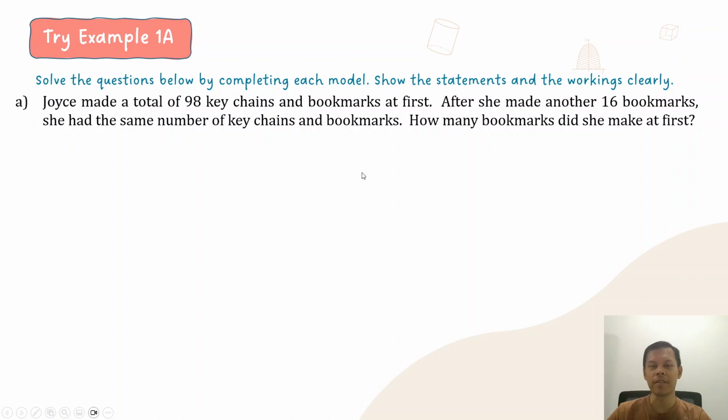How are you going to solve this? Pause this video for a while, take out your piece of paper and your pencil, and try to do your working. After you are done, then come back and check your answer with this video.